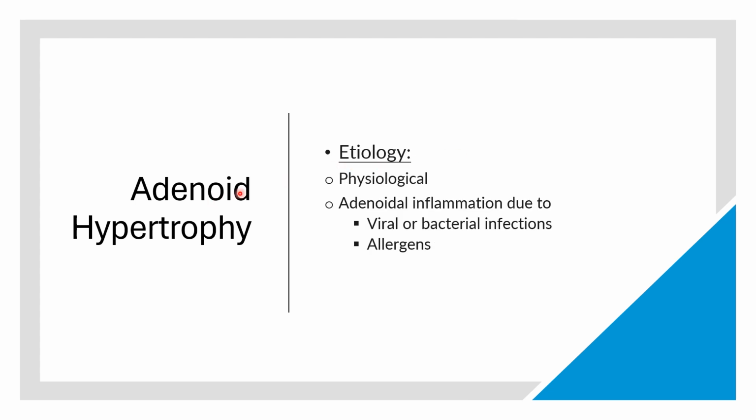Etiology of adenoid hypertrophy. Adenoid hypertrophy can be physiological. Pathological adenoid hypertrophy is due to adenoidal inflammation. It may be due to viral or bacterial infections or allergens. Bacterial infections: Staphylococcus, Haemophilus influenzae, Streptococcus, Moraxella. Viral infections: Epstein-Barr virus.